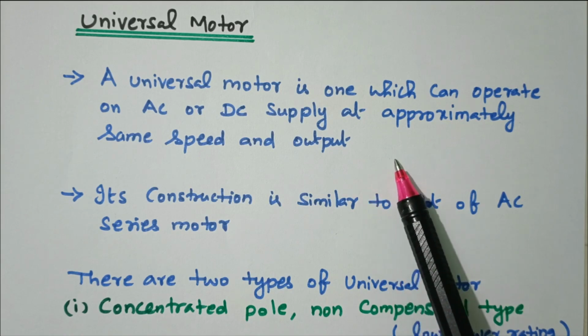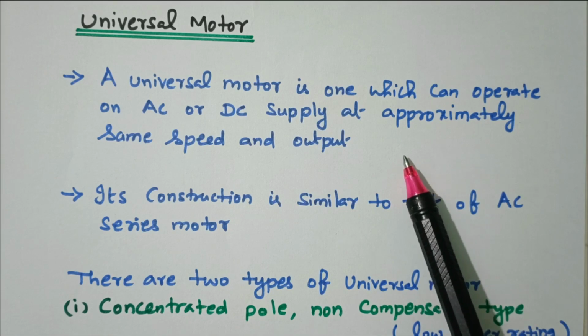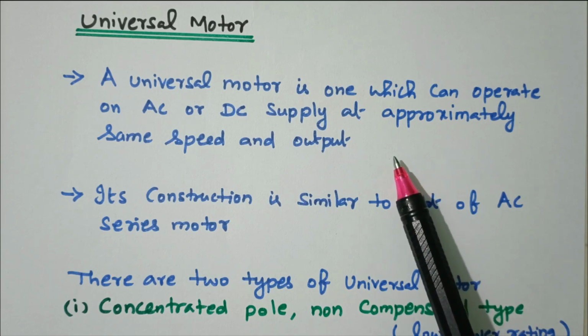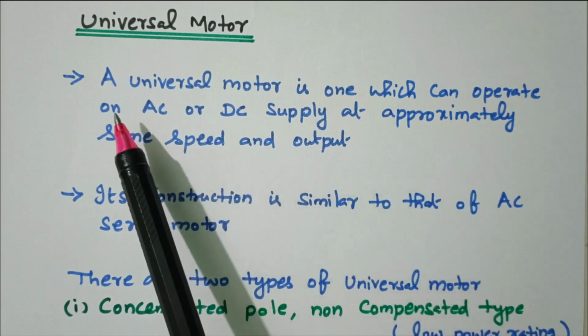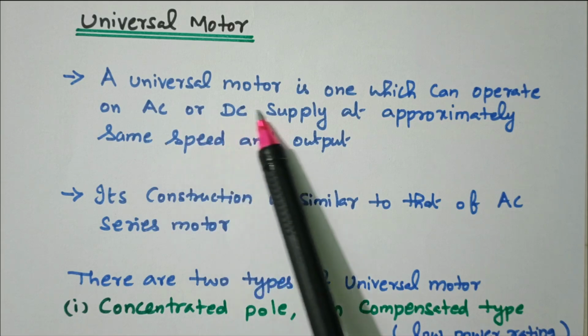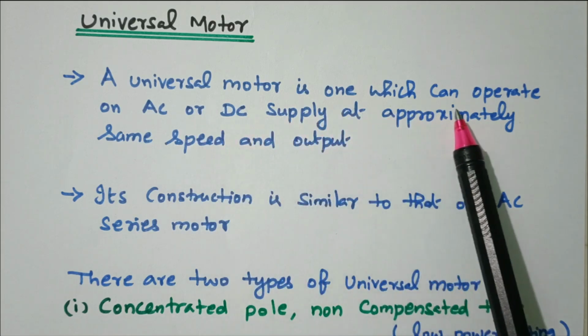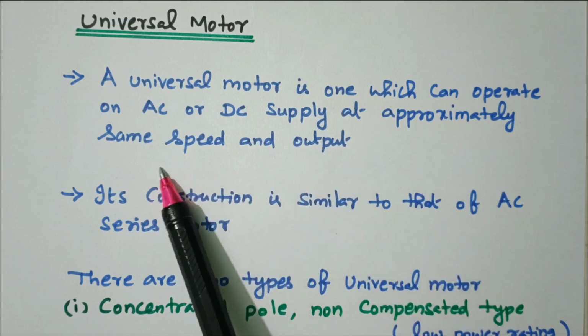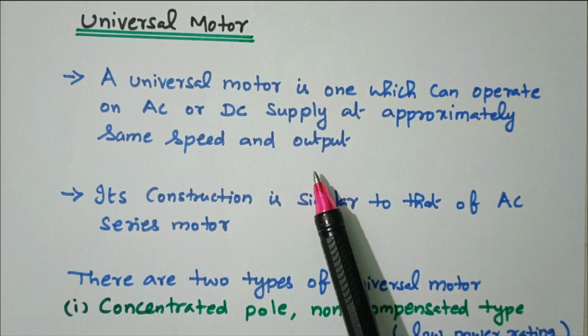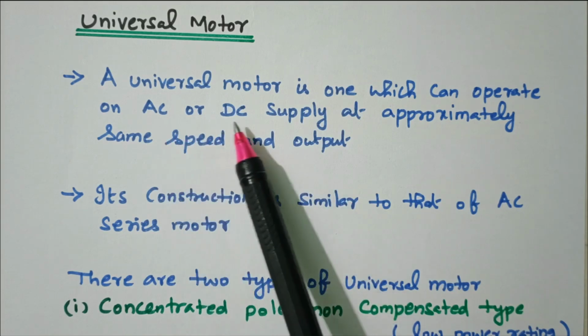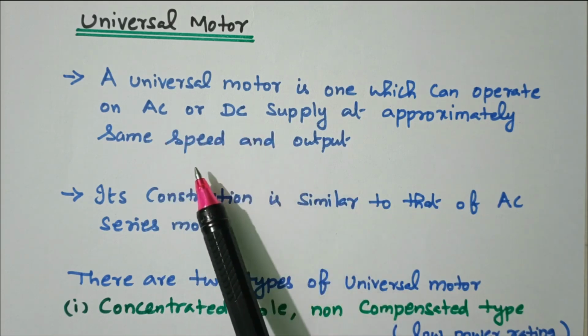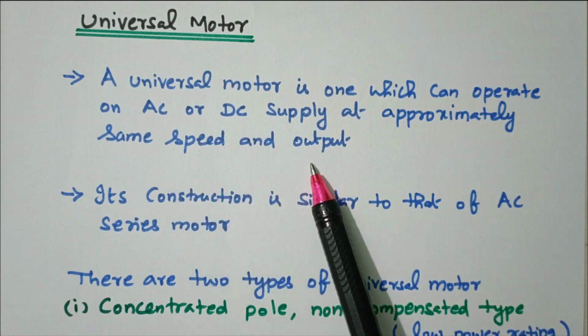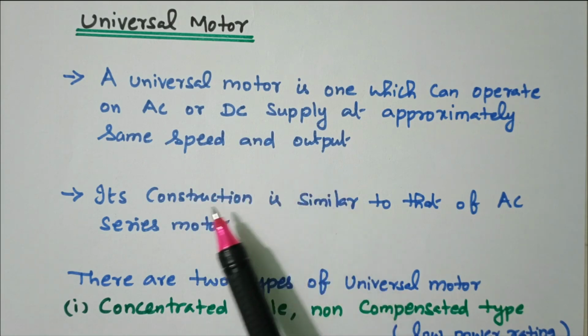Normally the sewing machine, vacuum cleaner, and food and drink mixer use this universal motor. Now we'll see the detail. A universal motor is one which can operate on AC or DC supply at approximately the same speed and output. So we can operate on AC as well as DC supply, and we get the same speed and output. So that is called a universal motor.